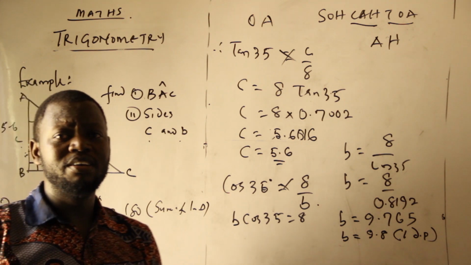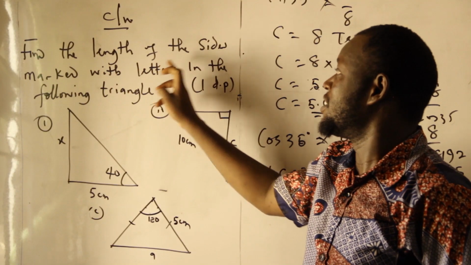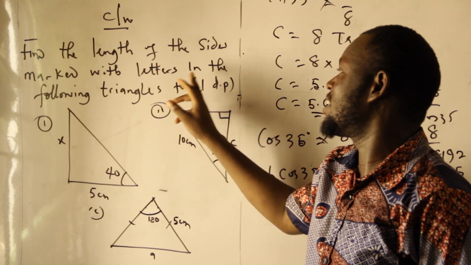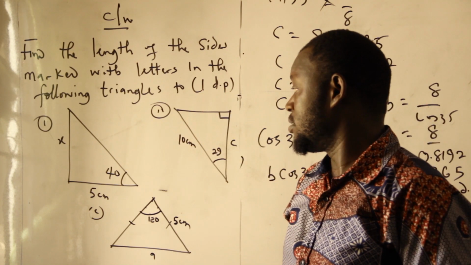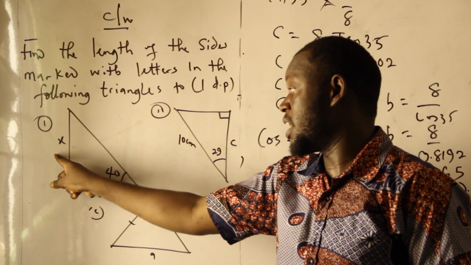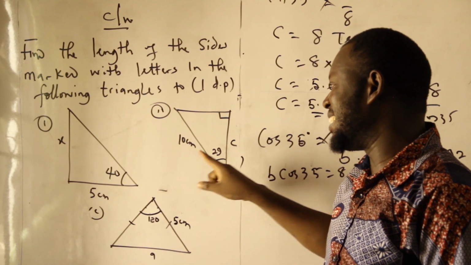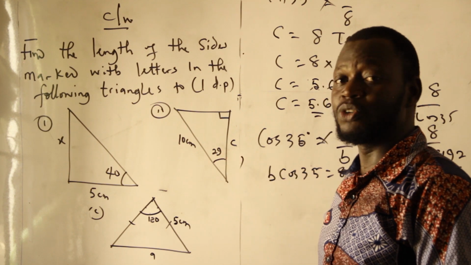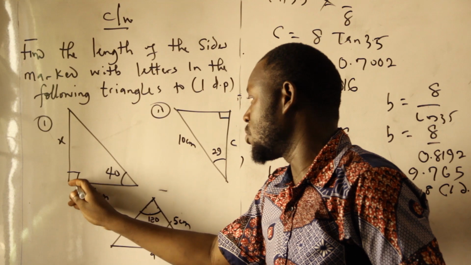So let me give you a classwork to see if you have actually learned. Find the length of the sides marked with letters in the following triangles to 1 decimal place. So this is 40 degrees. We have x, we have 5. We are solving for this x actually. So you are solving for this 6 here. This is 10 centimeter with 29 degrees here. This is your right angle. This is your right angle triangle. This here is your right angle triangle.